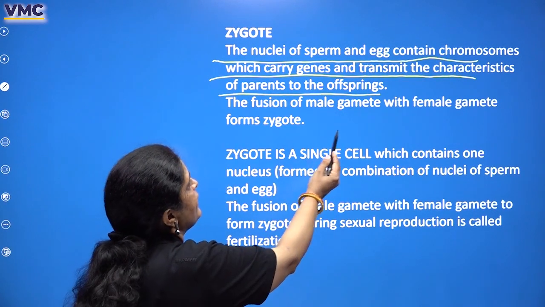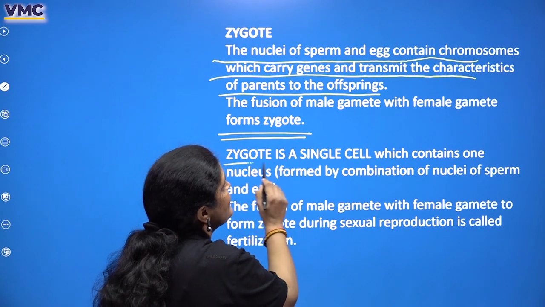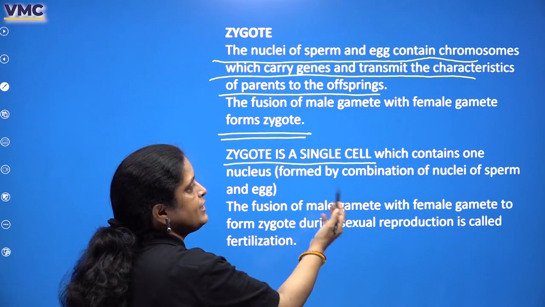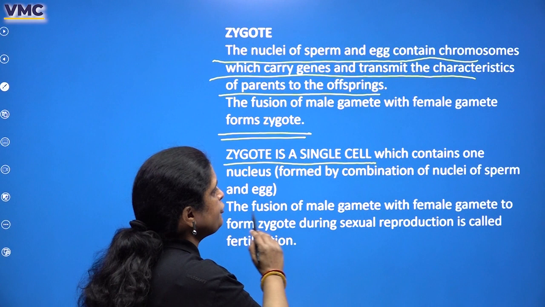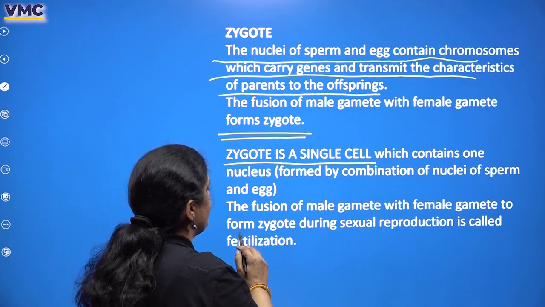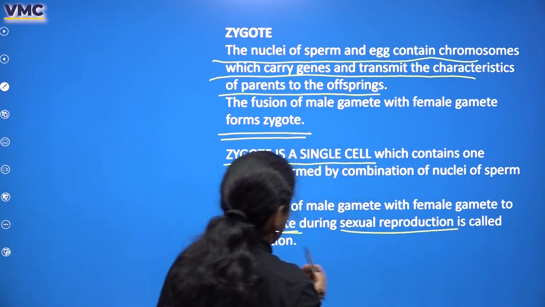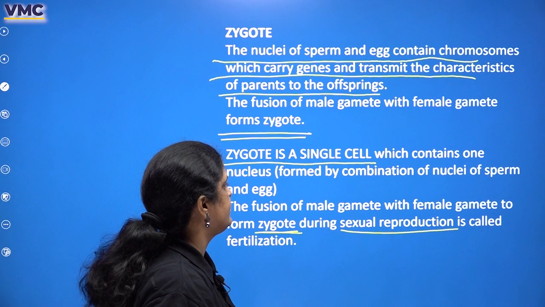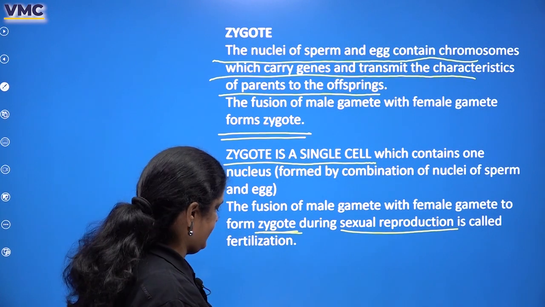The fusion of male gamete with female gamete forms zygote. It is a single cell, right? It is a single cell which has nucleus combined from sperm and egg both. The fusion of male gamete with female gamete to form zygote during sexual reproduction is called fertilization. So if ever you are asked to define fertilization, it is the fusion of male and female gamete.